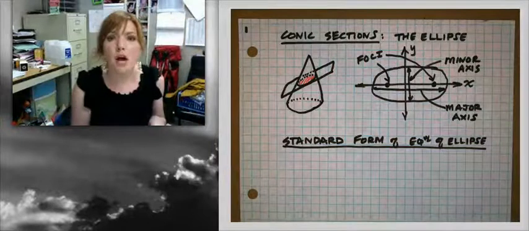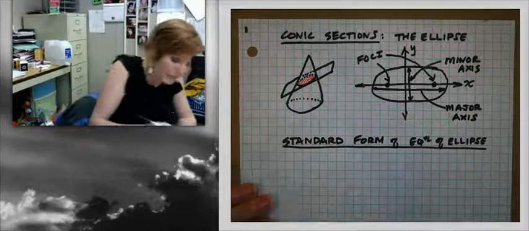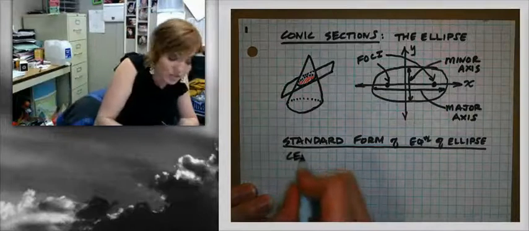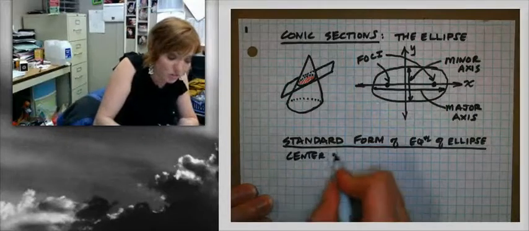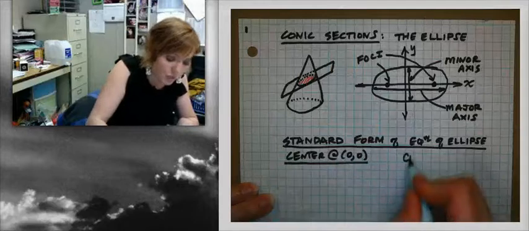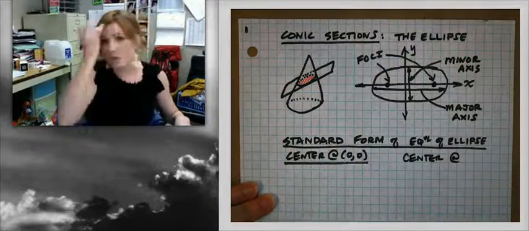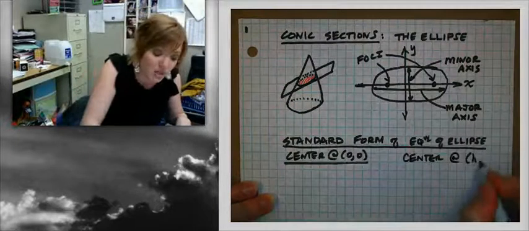Okay, so now let's talk about the standard form for the equation of an ellipse. Okay, so here we go. We have 2 conditions just like we did with the circle. One is the center is at 0, 0, and the other has the center somewhere other than 0, 0. So we're going to use the same letters that we used for the circle, and those letters again are H and K.